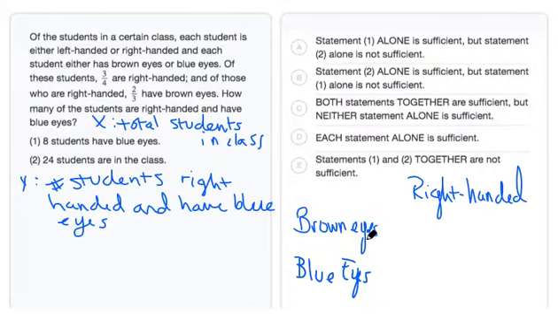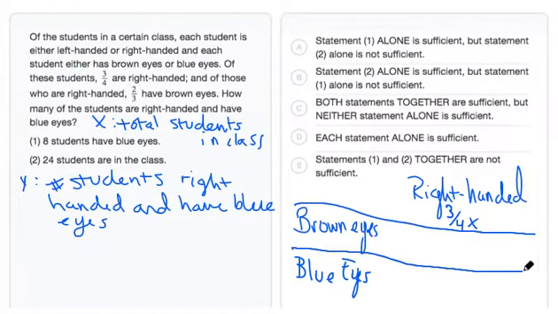Now, from the question, we have that the amount of right-handed people is 3/4 of the class. The amount of people with brown eyes and that are right-handed is 2/3 of the amount of people that are right-handed. So that would be 2/3 times 3/4 times X. And our blue eyes we're calling Y.